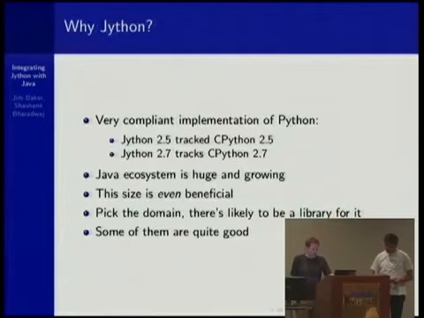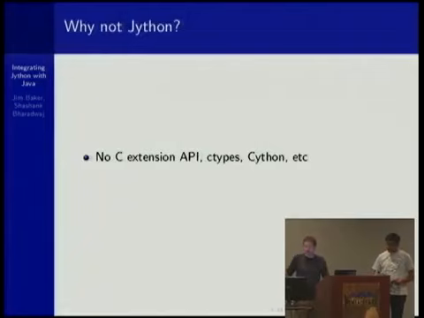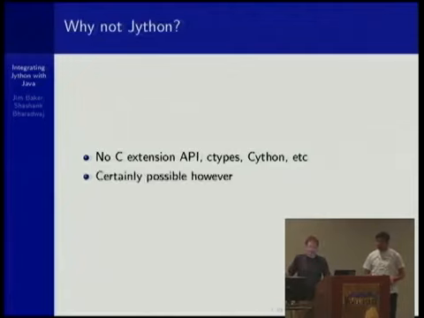And again, some of them are quite good. Why not Jython? We don't have the C extension API, C-types, Cython, etc. Unfortunately, that's growing increasingly important in, say, the numerical computing space. That doesn't mean we could not address it. It just simply means we don't have it right now. It's certainly possible.